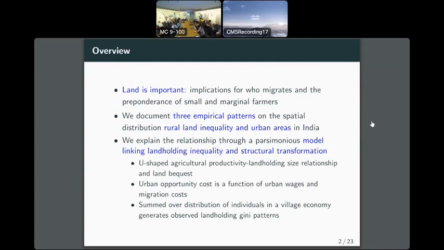The key ingredient for this model is to really take the non-linearity in agriculture productivity seriously. Some of the early development economists have actually made a case for non-linearity in agriculture productivity, the U-shaped function, Chris Barrett, Foster Rosenzweig. And so we take that seriously and that's the main ingredient of the model. And then we look at the urban opportunity cost of remaining in the agriculture sector. And then when this tension between remaining in agriculture and moving to an urban center is summed over all the individuals within a village, that generates the observed pattern in land inequality.